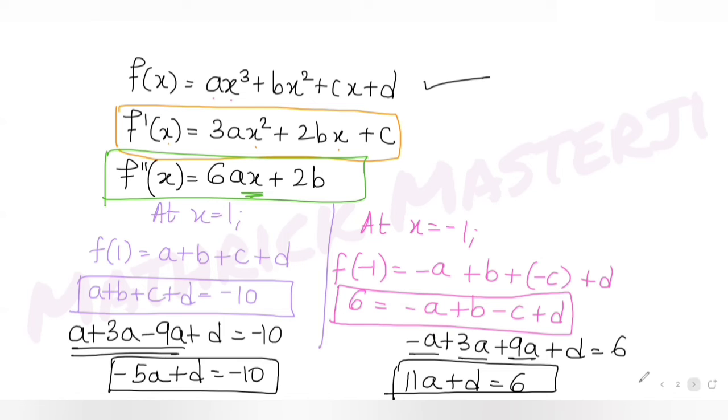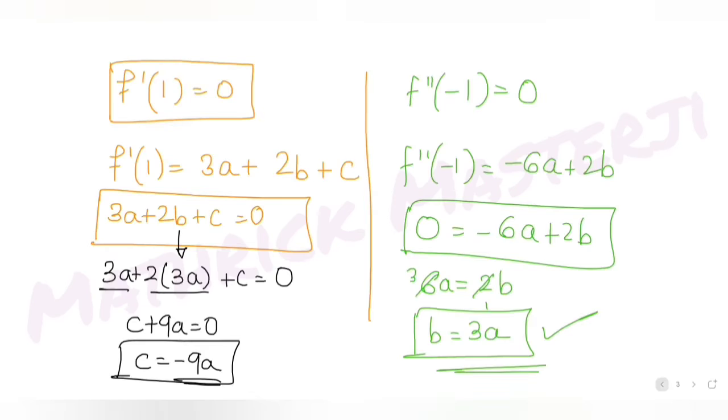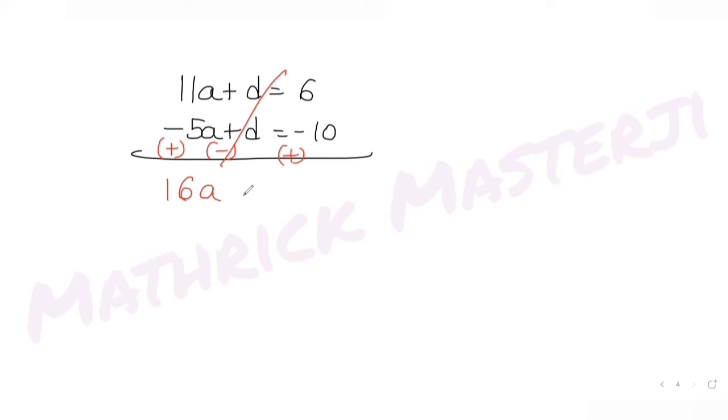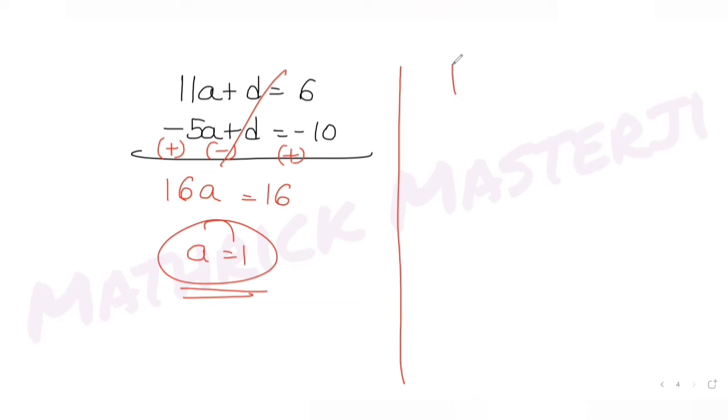If I further try to solve this to get the values of a and d, let's see. I have 11a plus d equals 6, and the second equation I have is minus 5a plus d equals minus 10. To solve this, I'll subtract both of them. So if I'm subtracting the two equations, this cancels, 11 plus 5 is 16a, 6 plus 10 is 16. So a is 1.